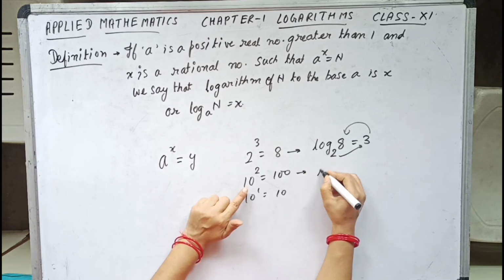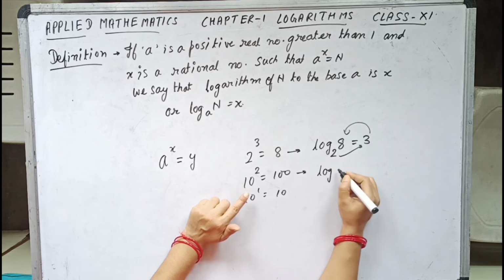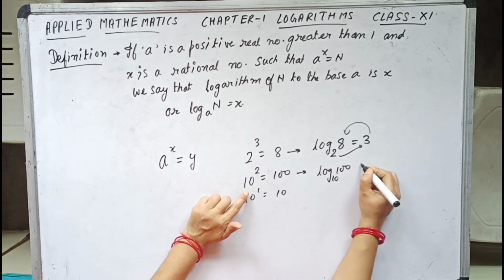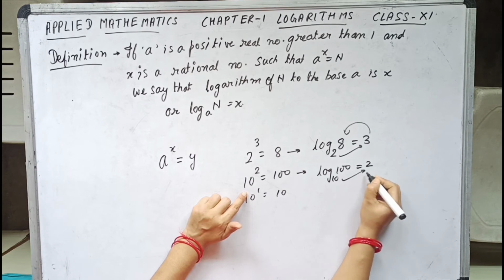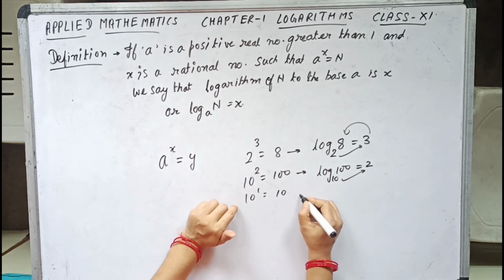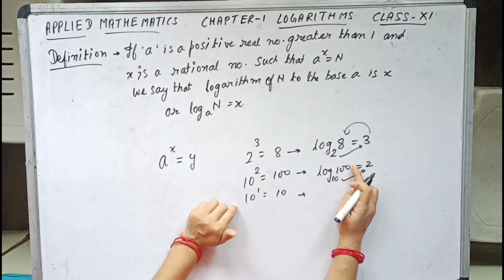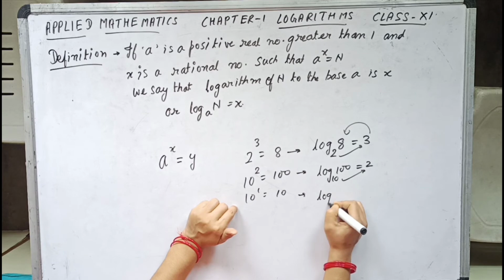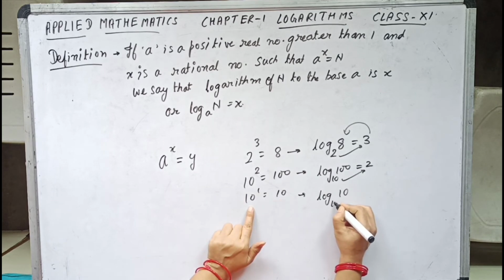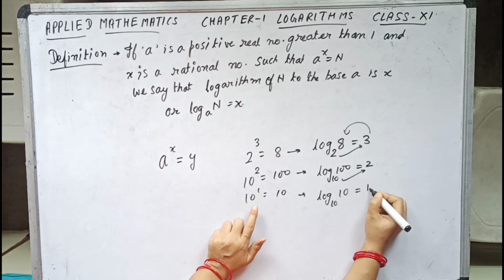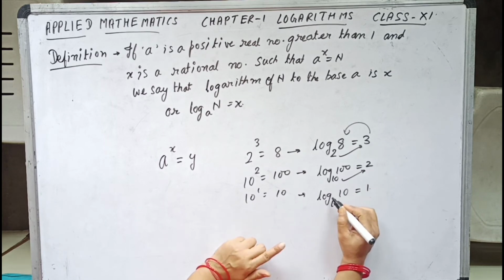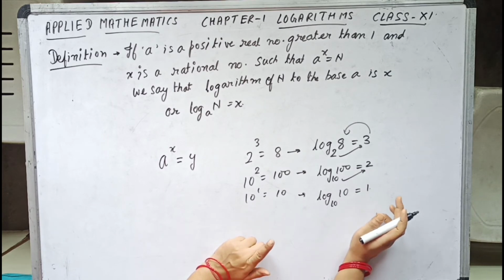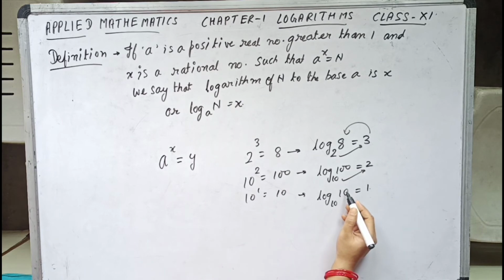Now let us do this example. Log, over here the result, base, and over here the power. So 10 power 2 equals 100, and we read it as log of 100 base 10 equals 2. Again over here, this one: result, base, power. So 10 power 1 equals 10. We will read it as log of 10 base 10 equals 1. Whenever log of something and the base is the same, the value is always equal to 1.